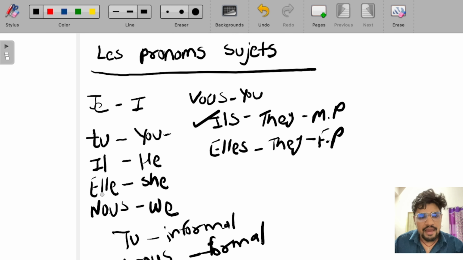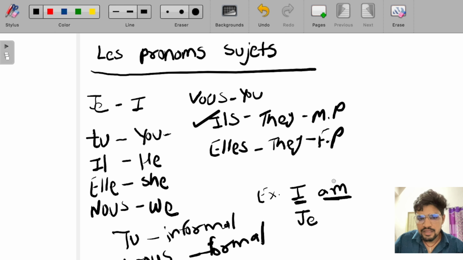Je, tu, il, elle, nous, vous, ils, elles. I think it's clear till now. So whenever you want to make a sentence, definitely you will use I, or you, or he, or she, we, you, they. Okay, suppose I want to write I am. So what is am? We'll see in the next class. What is I? This is the subject pronoun. So directly you will write je. This will be my example. Okay, I am. So am is a verb, because this is the verb. So verbs will be covered in the next class.